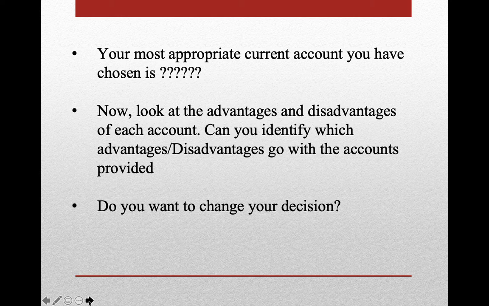Okay, so your most appropriate current account you have chosen was, okay, so we're going to open it up now, and now we're going to start to look at the advantages and disadvantages of the account. So can you identify which advantages and disadvantages go with the accounts that I'm going to provide you with? So you may want to change your decision after you have looked at these. So let's move on then.